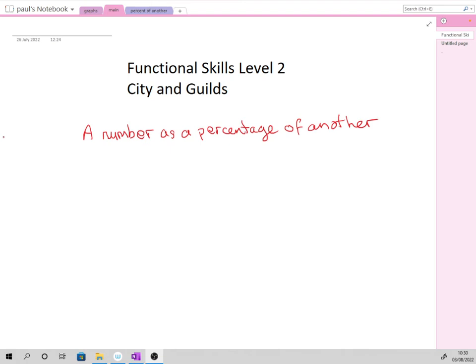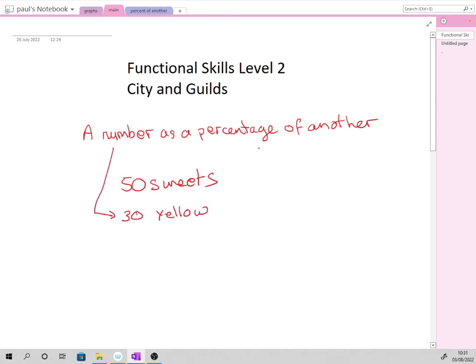For example, if you have a bag of sweets and there are 50 sweets in the bag, and you've got 30 yellow ones. So this will be our number as a percentage of another. So we want to find out what percentage of the sweets are yellow.